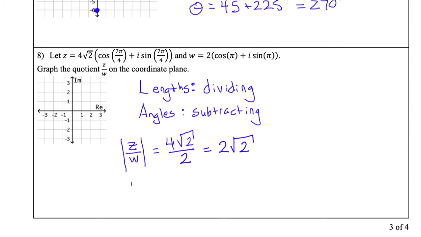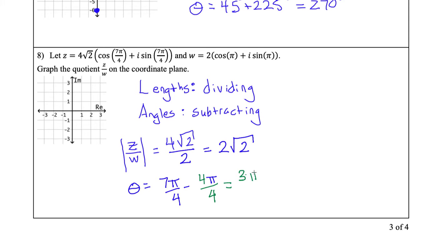So our theta, I'm going to subtract. I have 7 pi over 4, and I'm going to subtract pi. But I can't subtract these because they're not like denominators. I multiply the top and bottom by 4 to make like denominators. So 4 pi over 4. And that's now going to equal what?